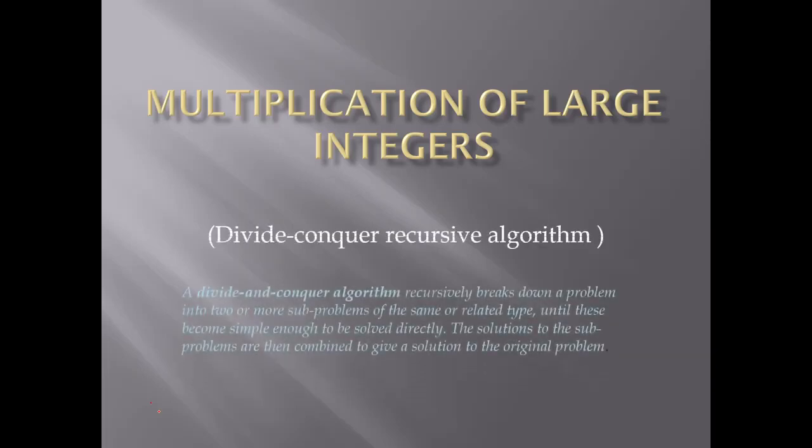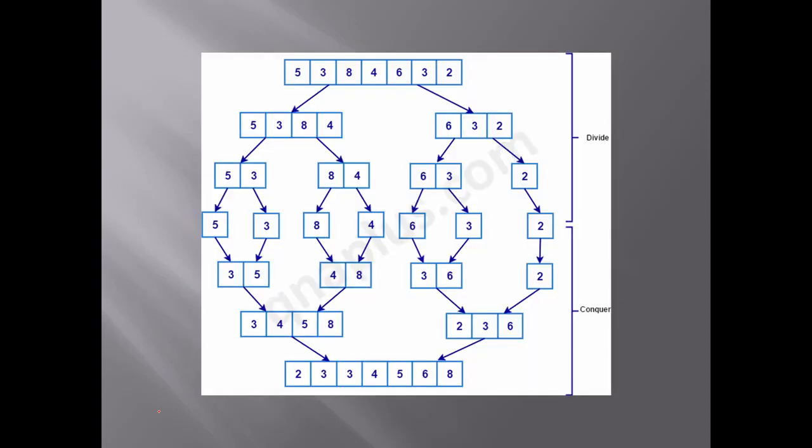It is an algorithm which recursively breaks down a problem into two or more simpler problems until these become simple enough to be solved directly. The solutions for the simpler problems are combined together, which gives a solution for the original problem. This is called the divide and conquer rule. Example, merge sort.